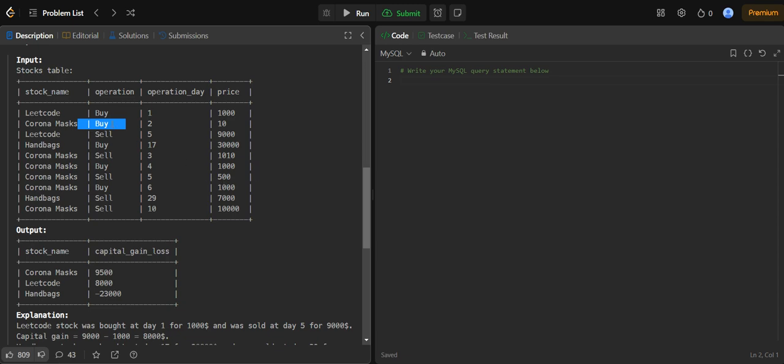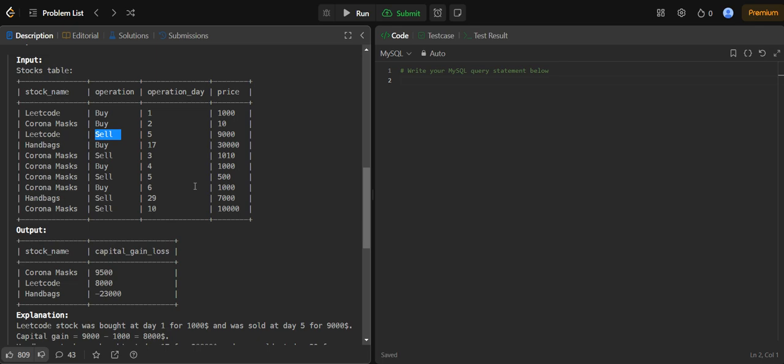So all I have to do here is sum all the stocks according to the operation. That means if I group by the stocks, then put some condition: if the operation is buy, then I will add all of this minus; if the operation is sell, I will add all of this. I can do that very easily. If you try to do this using CTE, this is also possible.